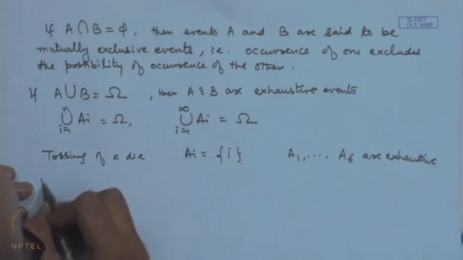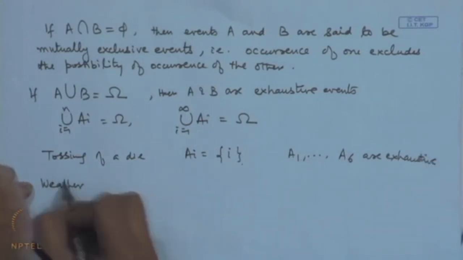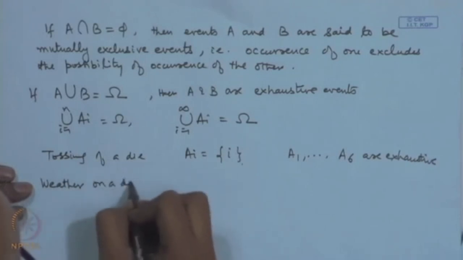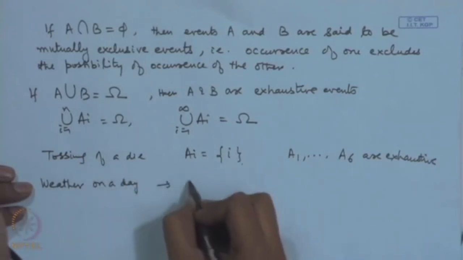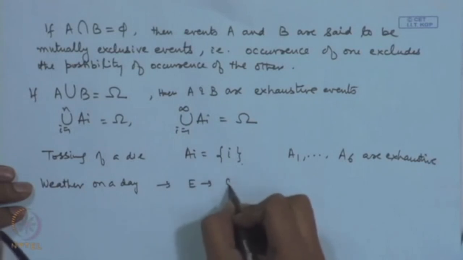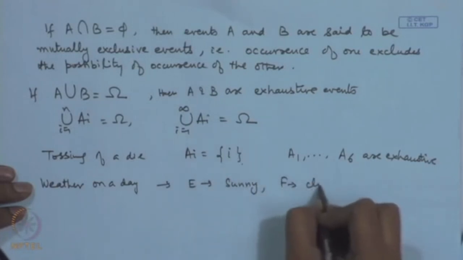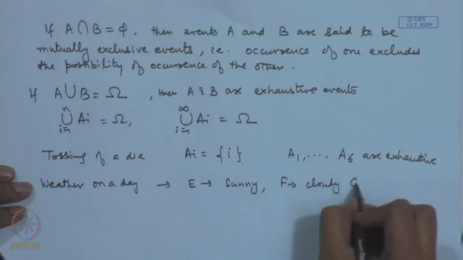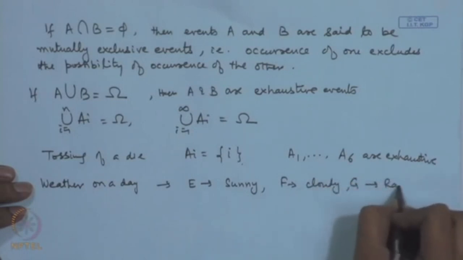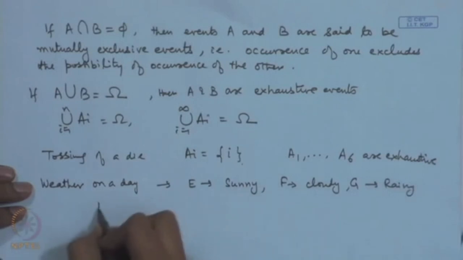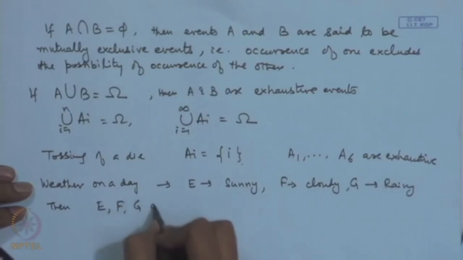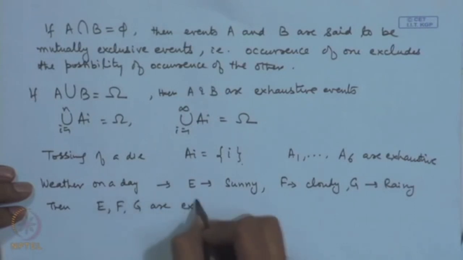If we are looking at say weather on a day, and we define the event E as sunny, F as say cloudy and G as say rainy, then all the possibilities of the weather are exhausted and we may say E, F, G are exhaustive.